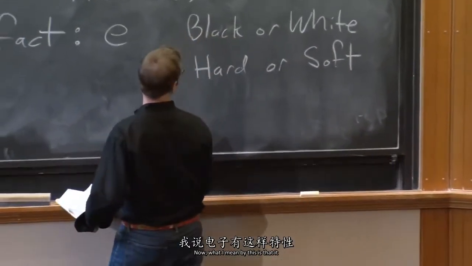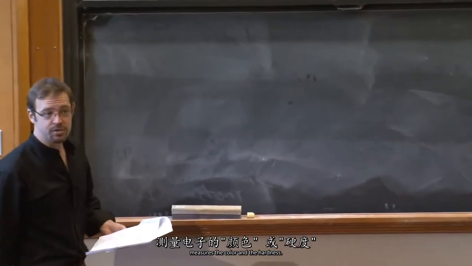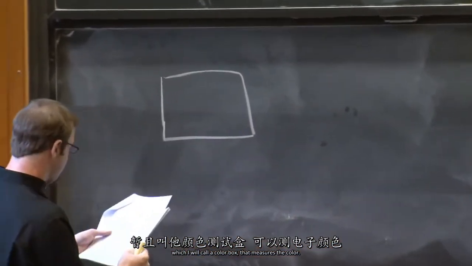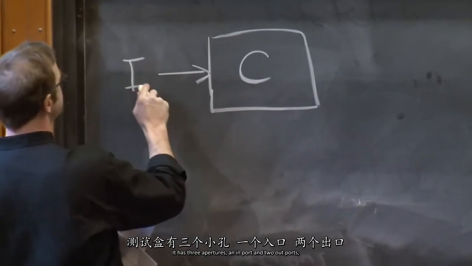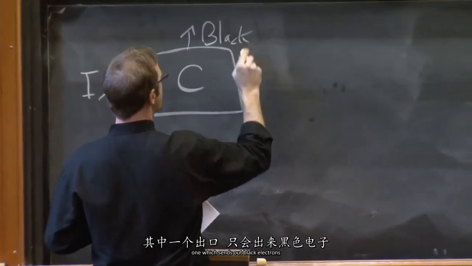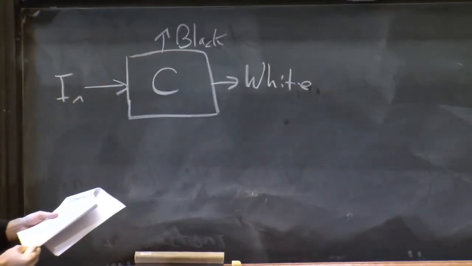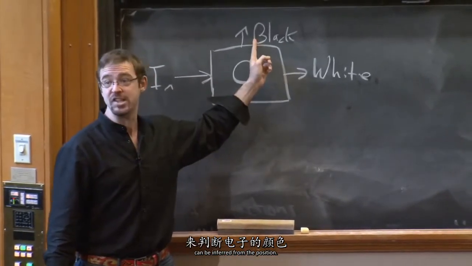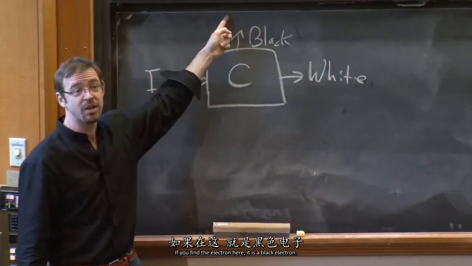Now, what I mean by this is that it is possible to build a device which measures the color and the hardness. In particular, it is possible to build a box, which I will call a color box, that measures the color. And the way it works is this. It has 3 apertures, an in port and 2 out ports, one which sends out black electrons and one which sends out white electrons. OK? And the utility of this box is that the color can be inferred from the position. If you find the electron over here, it is a white electron. If you find the electron here, it is a black electron. Cool?